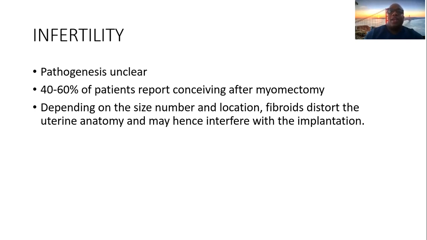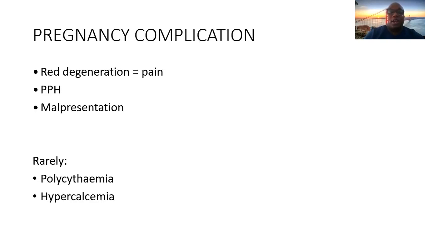The likely pathogenesis of this infertility is the mass effect of the fibroid, which may act like an intrauterine device, distorting the uterine anatomy and interfering with implantation, among other complications. And then in pregnancy, in early pregnancy, there is a risk of miscarriage due to the uterine fibroids.